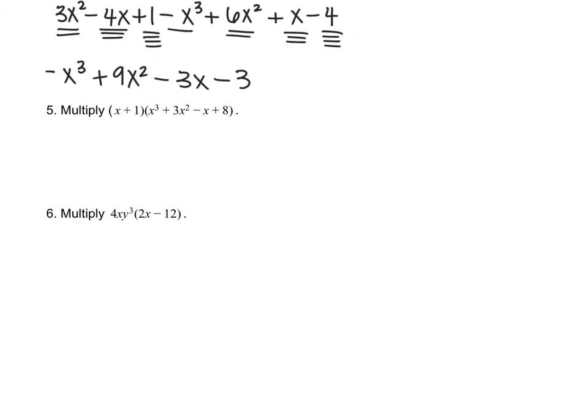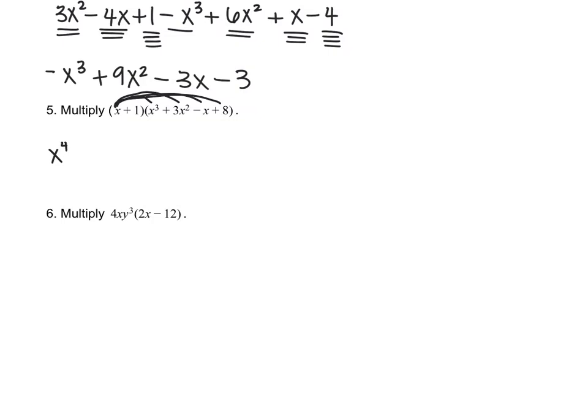Next, we're going to take a look at multiplication. So we're going to multiply x plus 1 times x cubed plus 3x squared minus x plus 8. So when we multiply, everything in the first set of parentheses is going to multiply to everything in the second set of parentheses. So I'm going to take that x and multiply it to all of my terms. So x times x cubed is x to the 4th, because remember, when we multiply, we add exponents.